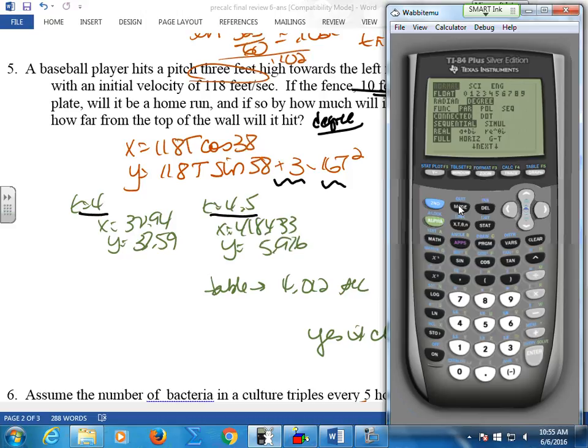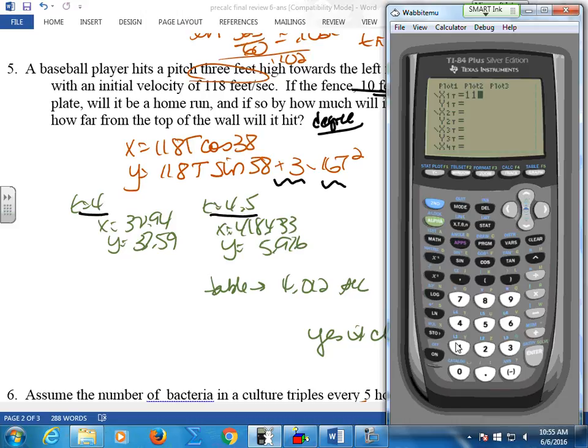So we're in parametrics, we're in degrees, so we're going to pull this up. So we're 118, and this way, make sure you put your t, cosine, 38, 118, those have to be exactly the same, sine, 38, all this has to be the same right now, except for sine and cosine, sorry. And then plus 3, minus 16 squared, t squared.